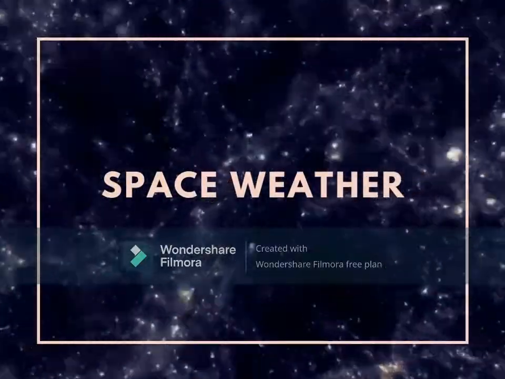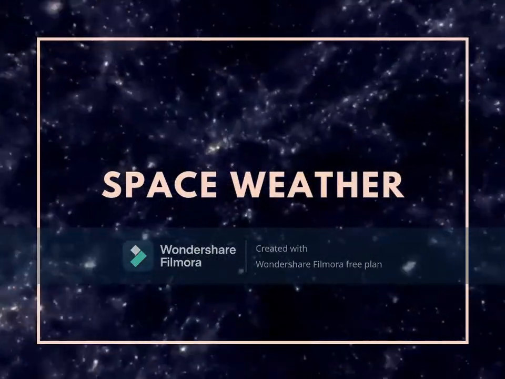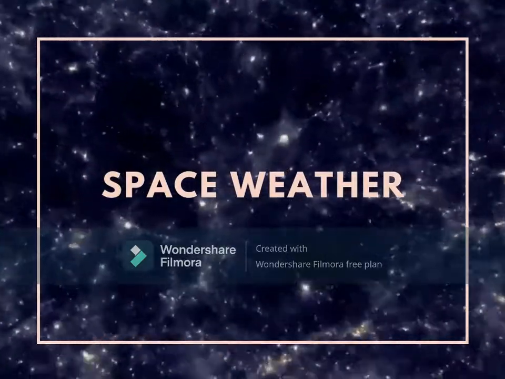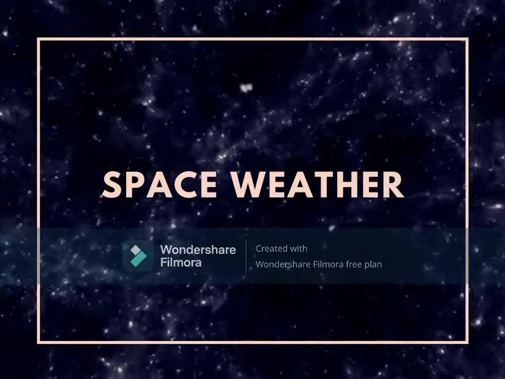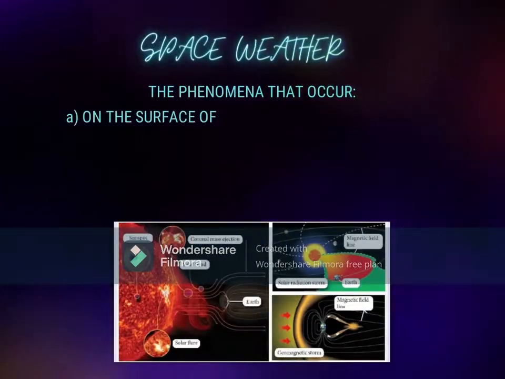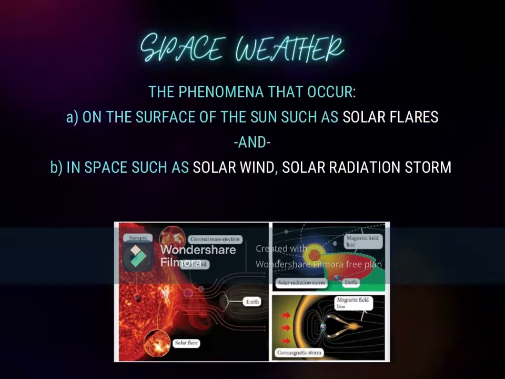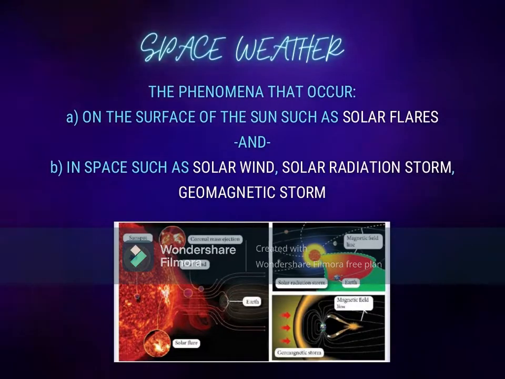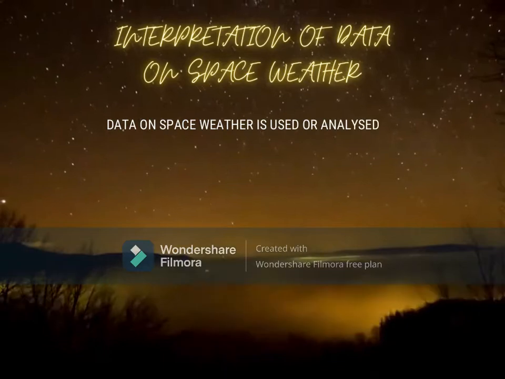Next we go to 9.2, space weather. In this subtopic, we will learn about two things: space weather and the effect of space weather on Earth. Space weather can occur on the surface of the sun, such as solar flares, prominences, sunspots, and coronal mass ejection. It can also occur in space, such as solar wind, solar radiation storm, and geomagnetic storm.